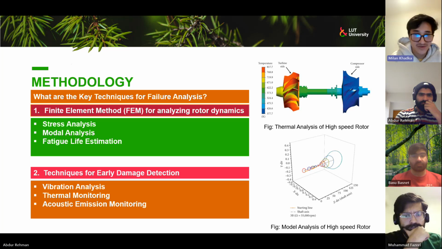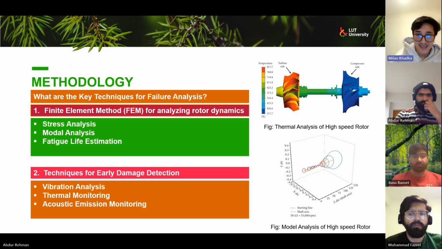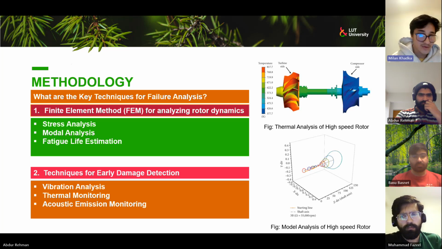Another approach is the technique for early damage detection, and it also comprises three main parts. The first one is vibration analysis, which detects imbalances, misalignments, and cracks. Another one is thermal monitoring, which identifies hotspots due to wear. And another one is acoustic emission monitoring, which computes the signal from crack propagation. Can you please go to the next slide?